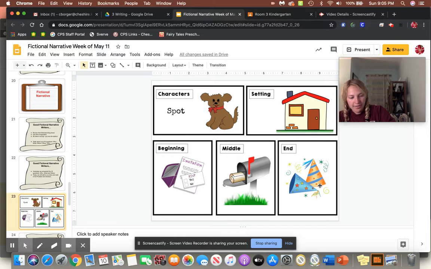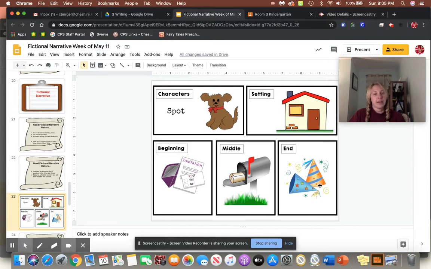Let's say Spot runs out to check the mail each day. Did I say that there's no invitations? No. And here's where you can have a little bit of fun with your story.